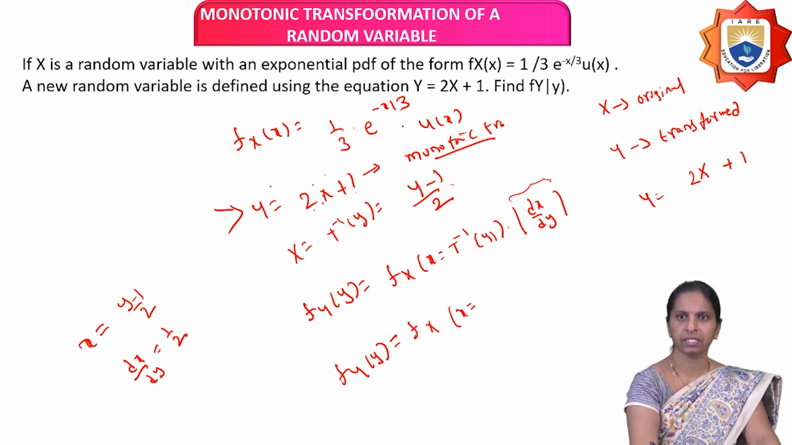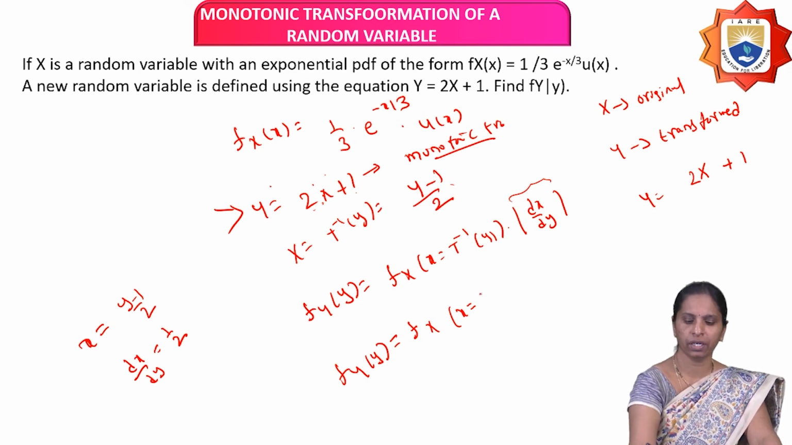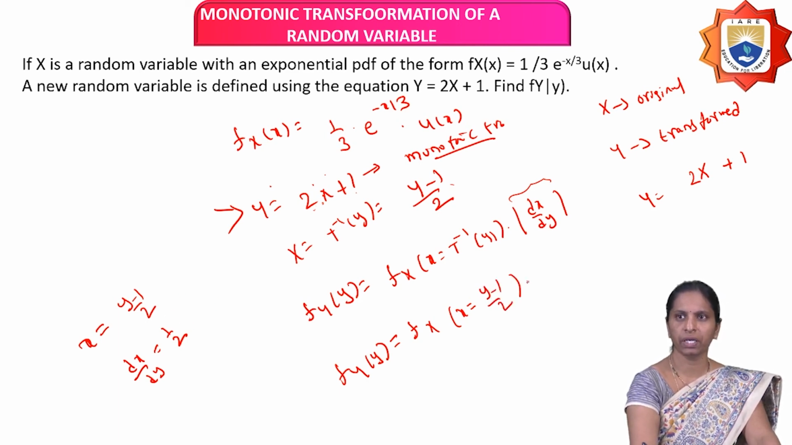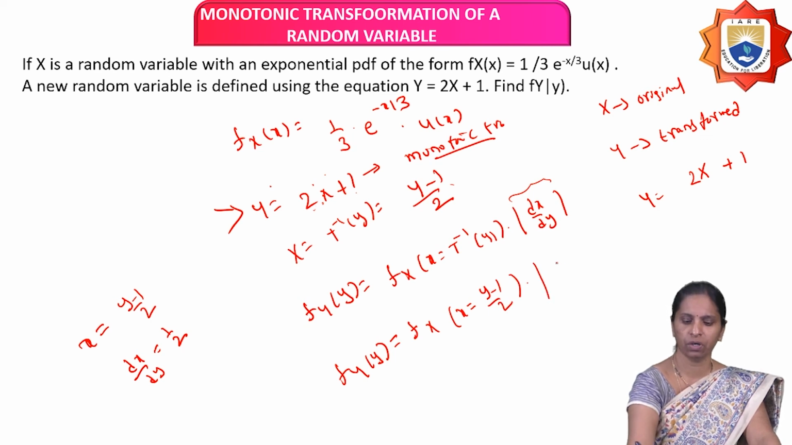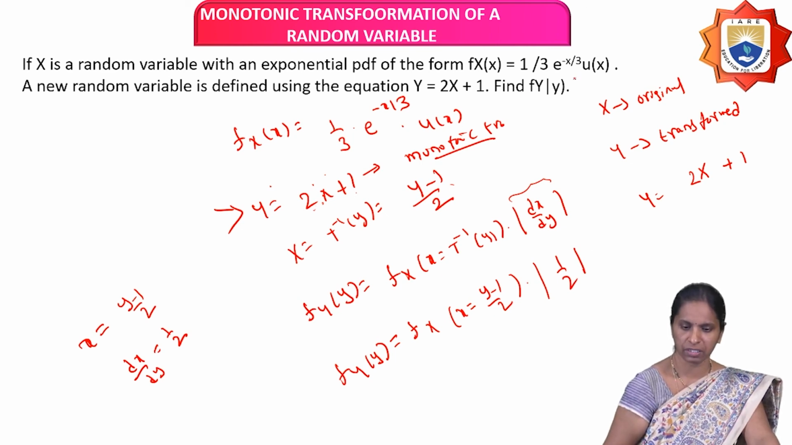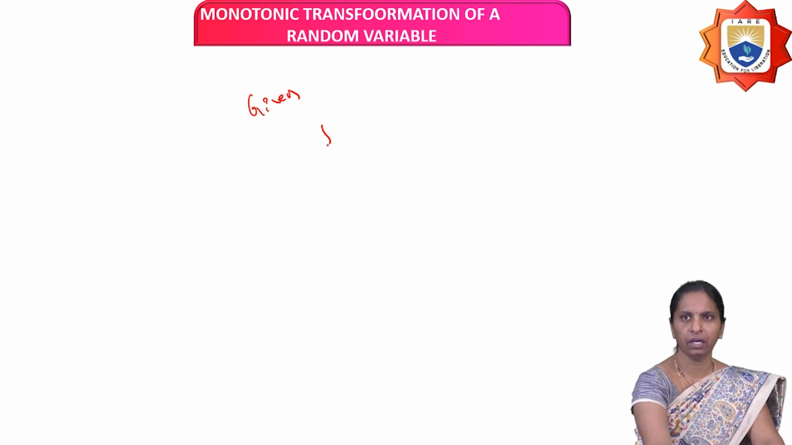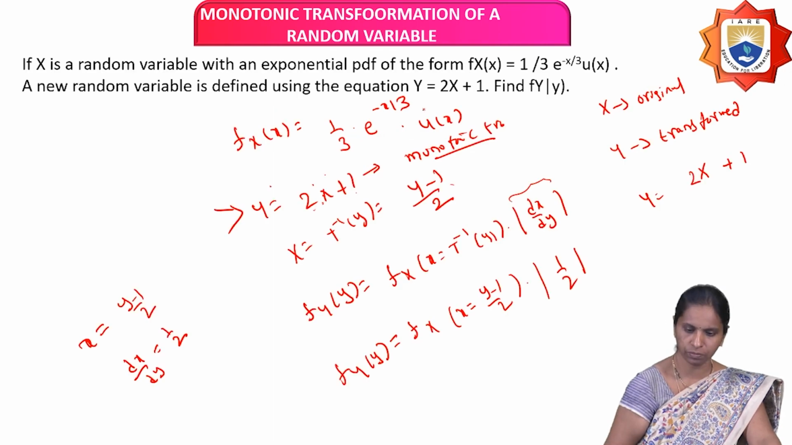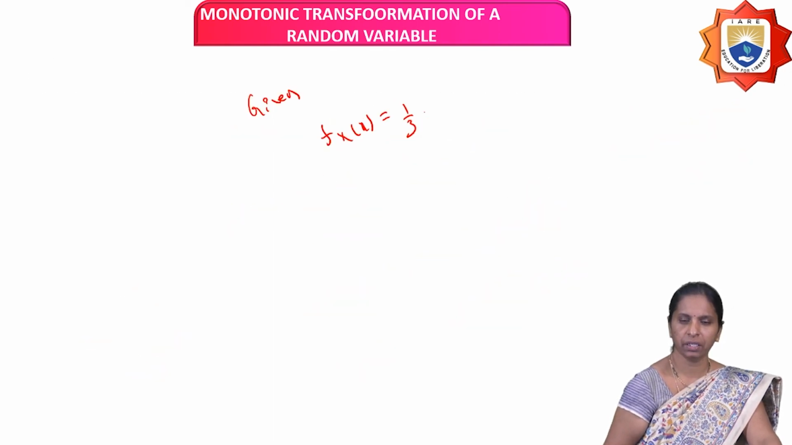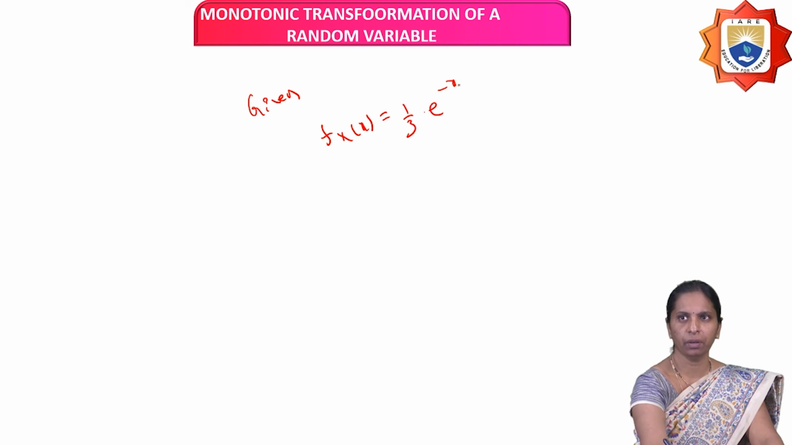Therefore, what is the density function of the transformed random variable? Fy of y equals Fx of x equals T inverse of y, nothing but in terms of y you have to write down. So y minus 1 by 2, into mod of dx by dy. What is mod of dx by dy? 1 by 2. But what they have given is Fx of x, 1 by 3 into e power minus x by 3 u of x. So they have given that the density function of the random variable x is equal to 1 by 3 into e power minus x by 3 u of x.